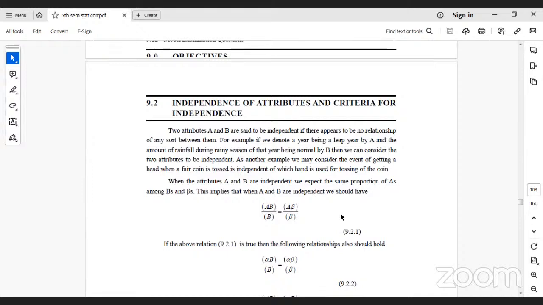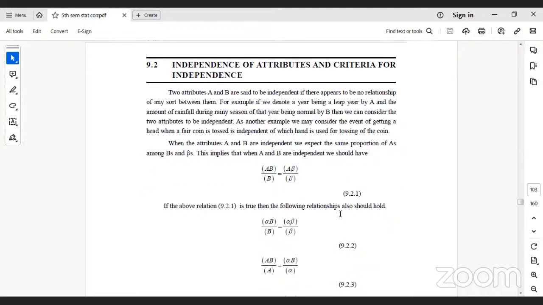So AB means what we are taking there: B plus A beta. We are taking beta. Clear or not? Yes, sir. We have also taken this in the practical example. Alpha means B, and A means beta. So AB by B is equal to A beta by beta. In the above relation we are taking alpha. See here in the second condition, alpha B by B is equal to alpha beta by beta. Exact reverse, see. This is equal.